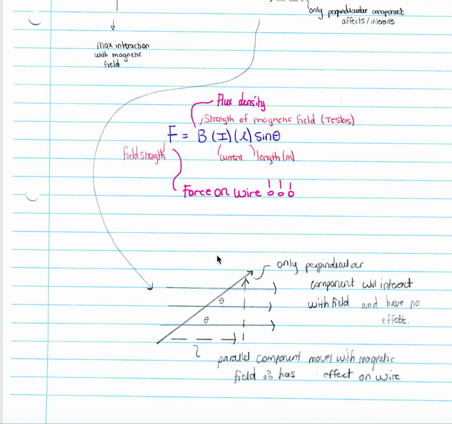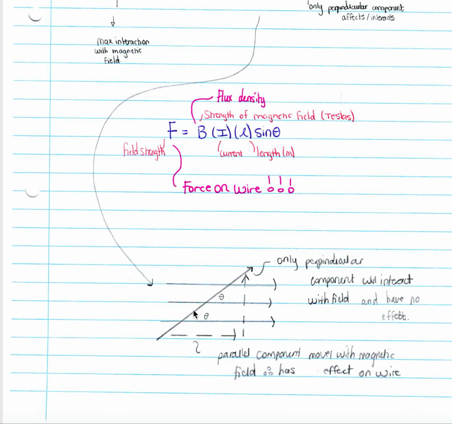So as we can see over here, this is now a further explanation on the angle. Only the perpendicular component will interact with the field, and the parallel component has no effect. So we can see that this component over here would have no effect on the force as it moves with the magnetic field, and therefore has no effect on the wire. This is why we get the greatest interaction when we are completely perpendicular at 90 degrees to our magnetic field lines.